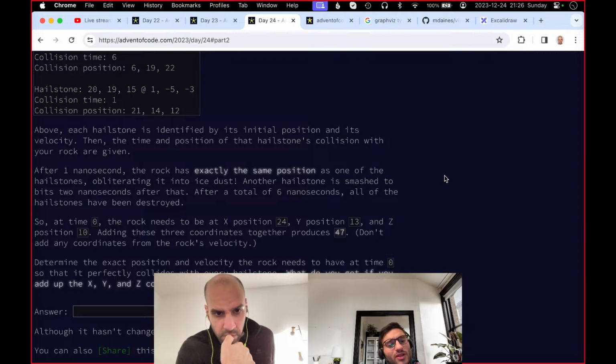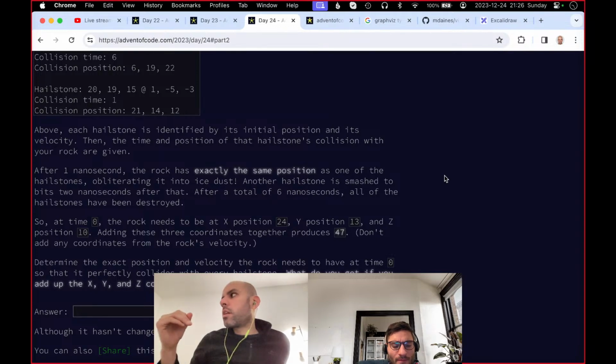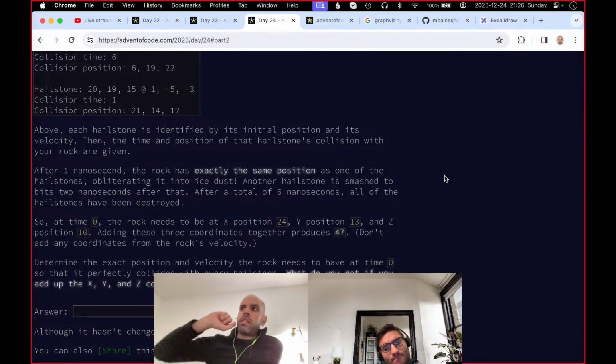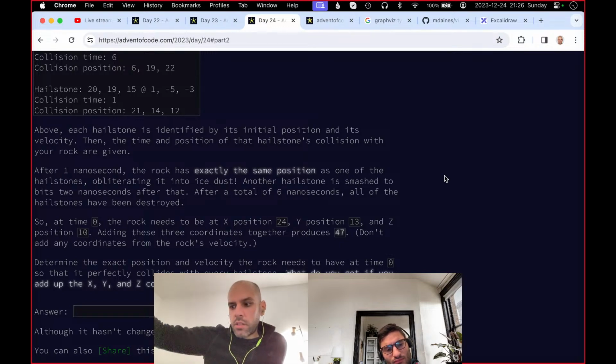I think the magic is that it just doesn't lose any velocity or acceleration, it just keeps going. It's magical because it's like a ghost. It goes through the hailstones as it destroys them without impacting the speed of the rock. But what is the point then? Or put it another way, if we start in a place and we throw a rock and it's going to hit every hailstone, it means that all the hailstones' positions are collinear, which is not the case.